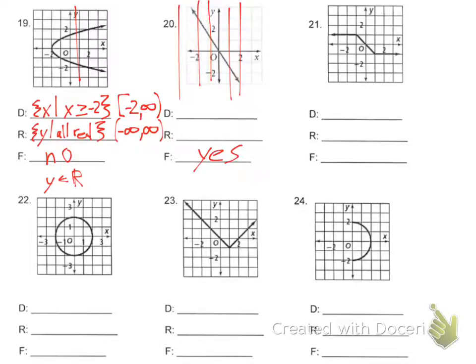And is it one-to-one? Yeah, one-to-one. You don't have to draw the arrows, do you? No, you're okay. You don't have to draw arrows. We're using it as a test.